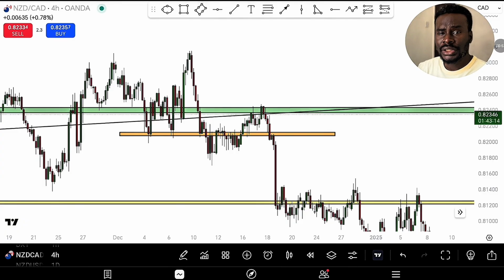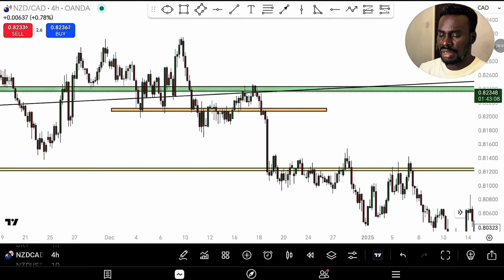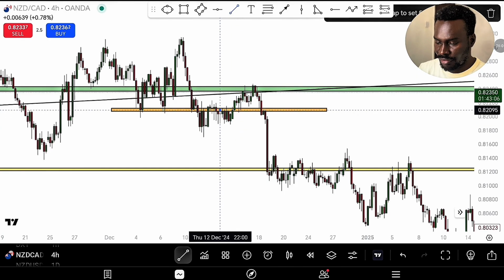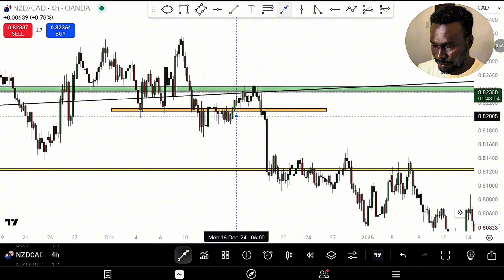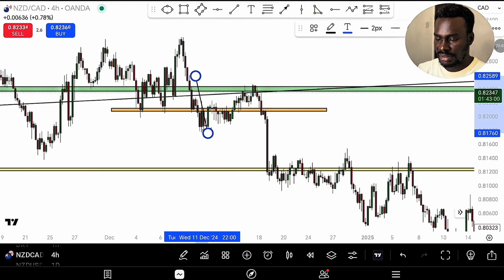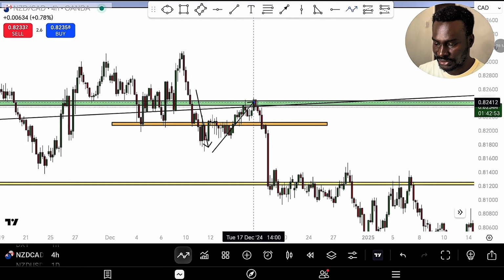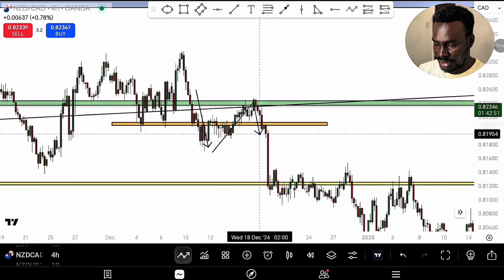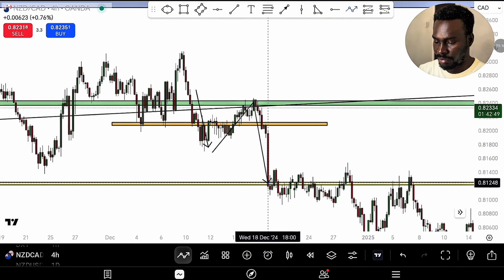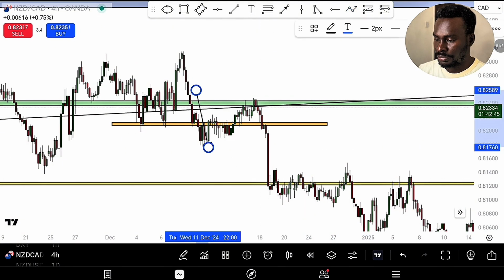Now, this is actually a trade I took on NZD CAD, and in order to take this trade, I had to wait for price to break like so. You can see that price broke pretty nicely. Now, this is the break. Now, this is the retest right here. Price has come back to retest the zone. And then, whilst price was about to move, I was able to hop on this trade. And I took the trade.